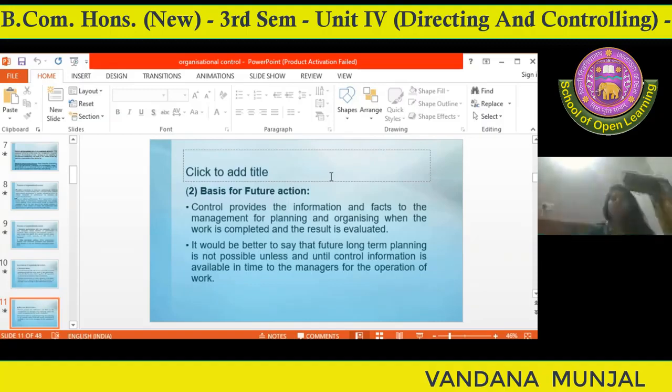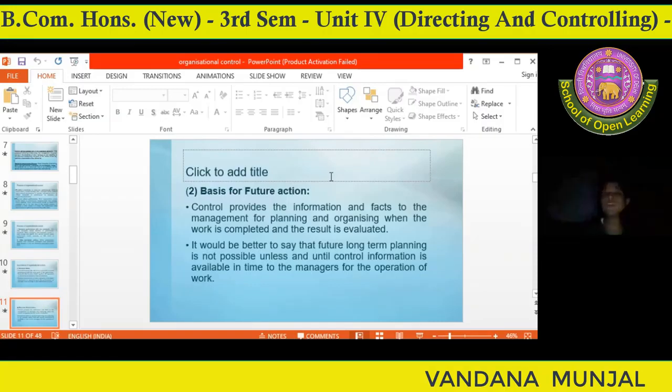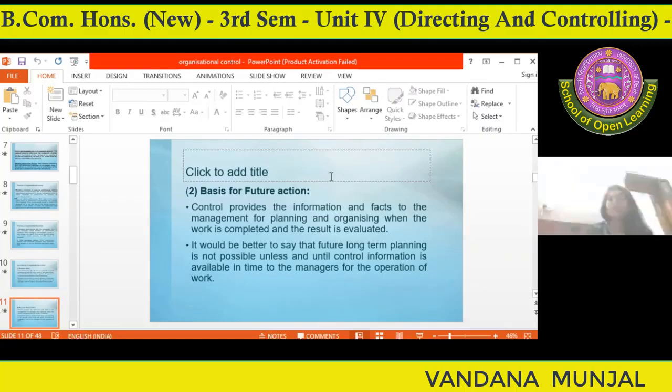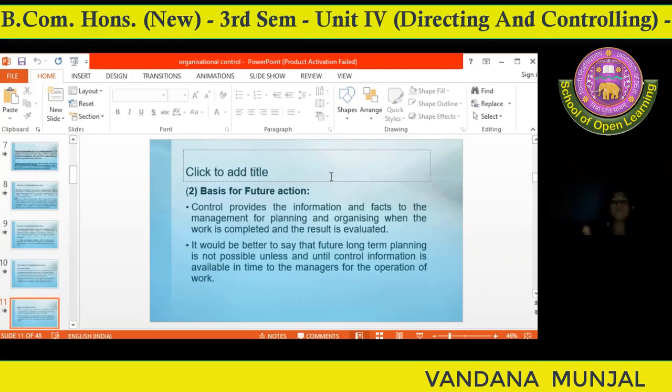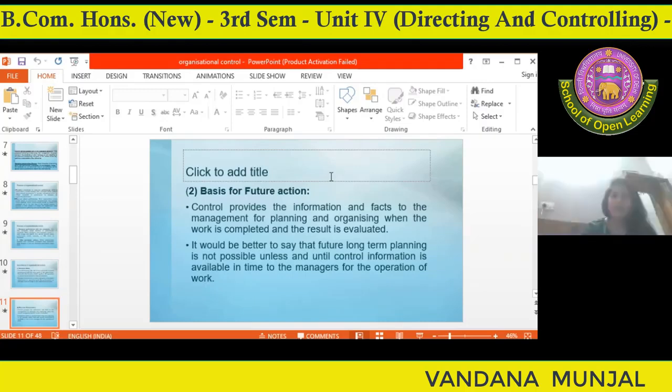So it would be better to say that future long-term planning is not possible until control information is available in time to the managers for the operation of work. So that information and feedback is provided by the control. So therefore it is the basis for future action.